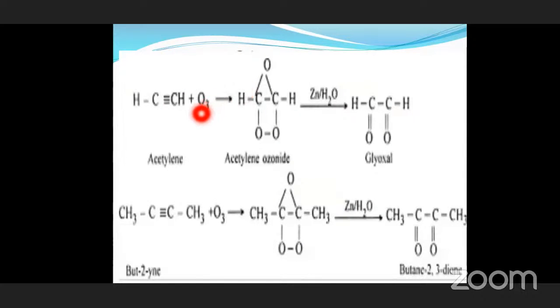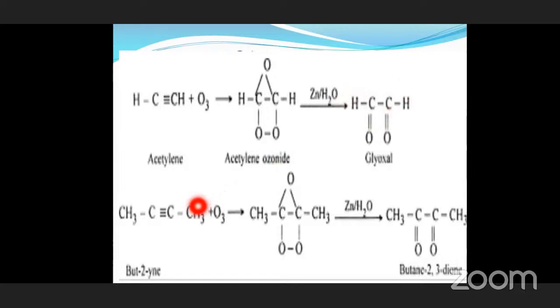Then the second chemical property: when acetylene reacts with ozone, it forms an intermediate structure called acetylene ozonide. This type of structure is called an ozonide. Again, the acetylene ozonide intermediate reacts using zinc in the presence of water to form glyoxal. Okay, glyoxal.